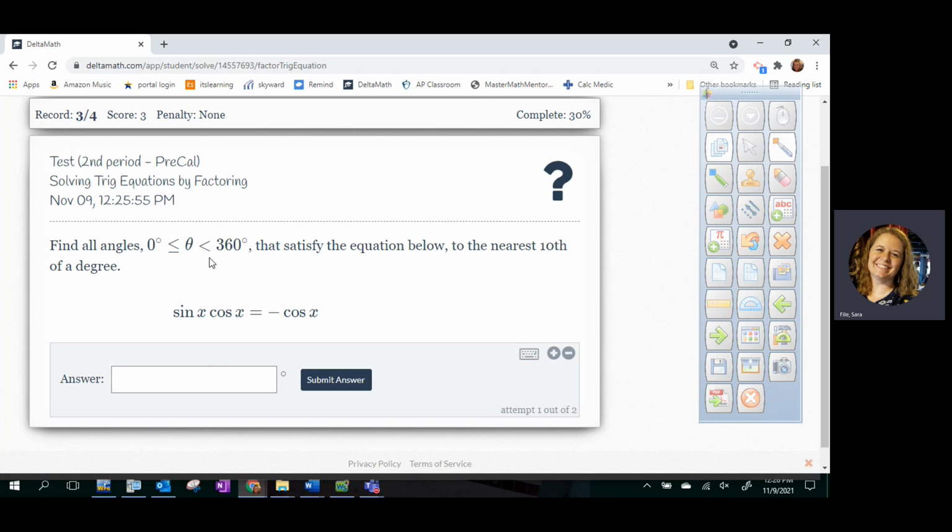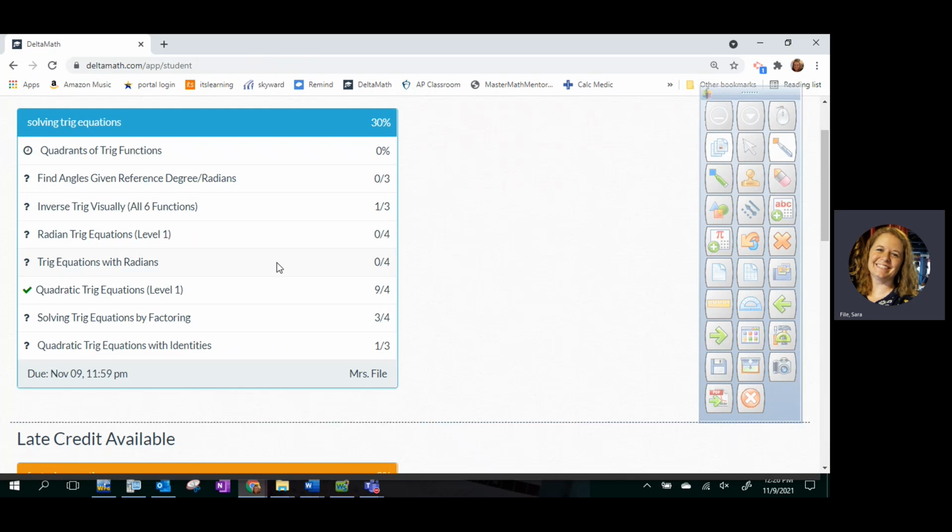Okay, so back on this one, I would have to add the cosine over here. You cannot combine these. These are not like terms, okay? Because this one has a sine attached to it and this one does not. So you would have sine times cosine minus cosine, and you would do GCF. Okay, let's go to the next type.